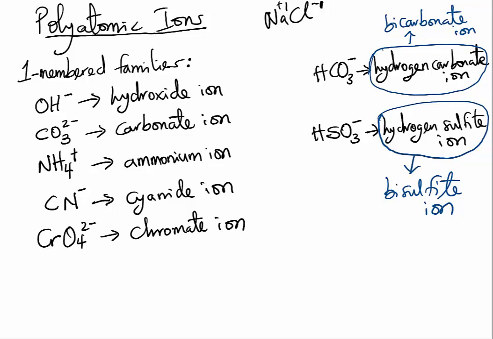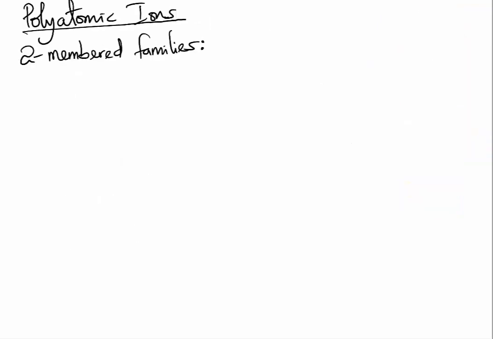Let us now proceed to two-membered families. For two-membered families, they look alike, just like family members usually look alike, but they have a very subtle difference. Take a look at this two-membered family. Can you see the similarity? They both have nitrogen in them, and they both have oxygen in them, and they carry the same charge, -1 in both cases. However, one of them has more oxygen than the other one.